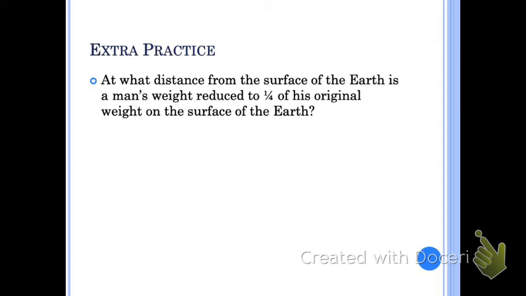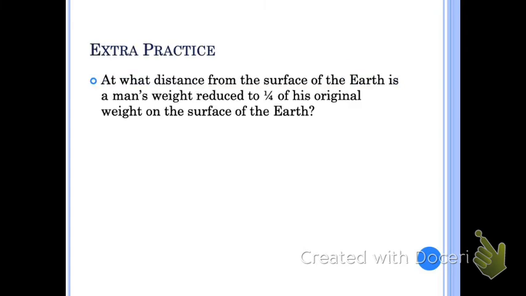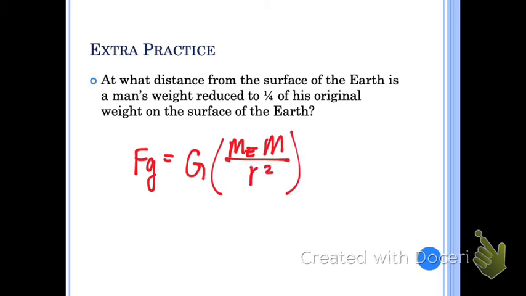Any ideas about how we're going to get this started? A man's weight, sorry, I clicked ahead there. A man's weight is the same as Fg, right? We're not talking about the mass changing. We're talking about his weight changing. So here's our equation: mass of the earth, mass of the man, over radius squared. We want to know at what distance from the surface of the earth the man's weight is reduced to 1/4 of his original weight on the surface of the earth.